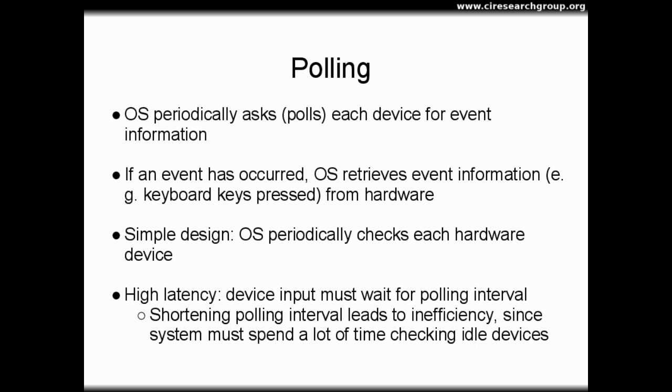On the other hand, if we set that time length to be long enough for the CPU to get some work done, there's going to be a noticeable lag between the time I press a key and the time a character appears on the screen. Since the device must wait for a polling interval before it can transmit input, we're going to have a high latency situation. And again, shortening that polling interval to try to reduce the latency simply wastes a whole lot of CPU time checking devices that have no input.